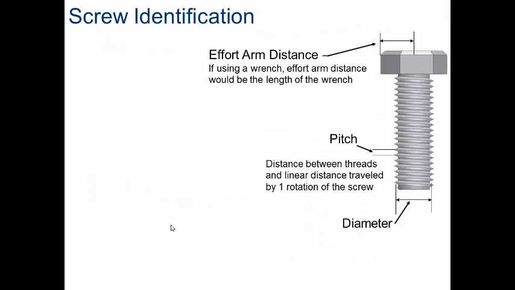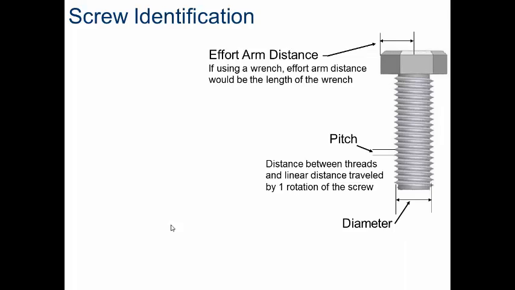There are a few important terms that go along with the screw. When we talk about the effort arm distance, we're looking at the distance from the center of the screw all the way out to the edge of the screw. If you're using a wrench or a screwdriver, that effort arm distance would be the length of the wrench that you're using. So it's based on what you're actually using to make that screw go around in a circle.